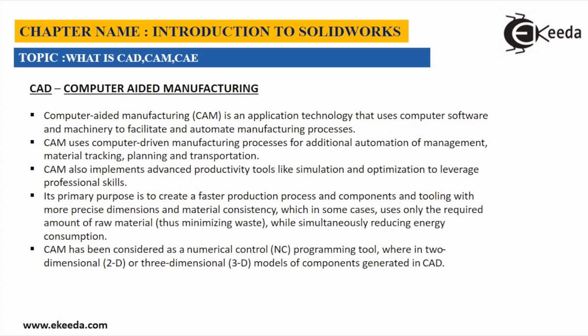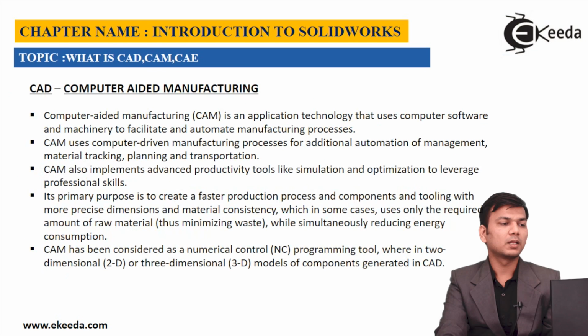Now we'll see what is CAM. CAM means basically computer aided manufacturing. Computer aided manufacturing is an application technology that uses computer software and machinery to facilitate and automate manufacturing processes. CAM uses computer driven manufacturing processes for additional automation of management, material tracking, planning and transportation. CAM also implements advanced productivity tools like simulation and optimization to leverage professional skills.